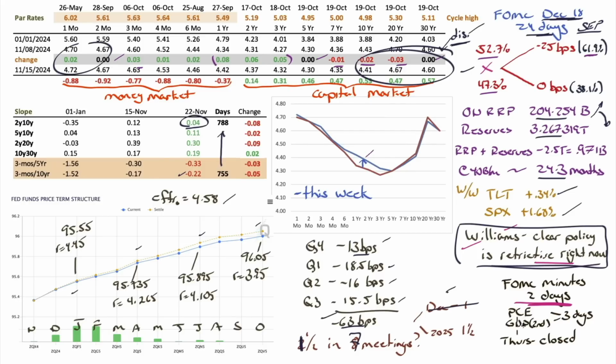PCE and GDP, second look at GDP, you get in 3 days. Normally this is on a Friday, but we got a shortened week this week. Thursday, we're out of business. Friday, we got half a day to get our stuff done. So we really have 3.5 trading days this week. So everything that would have been released Friday is moved up. PCE and GDP, we get in 3 days. Thursday, we're closed. Friday, we shut down at 1 o'clock.